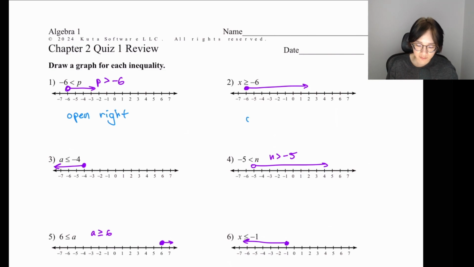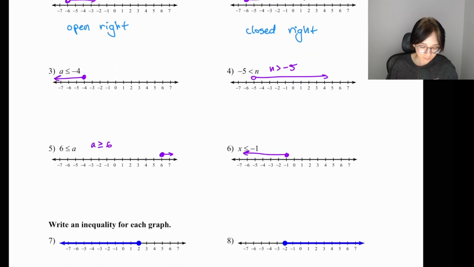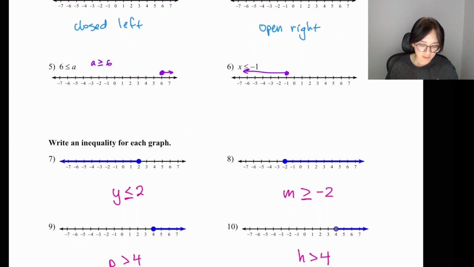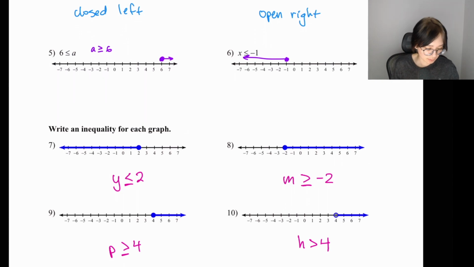2 starts at negative 6, closed right. 3 starts at negative 4, closed left. 4 starts at negative 5, open right. 5 starts at 6, closed right. 6 starts at negative 1, closed left.